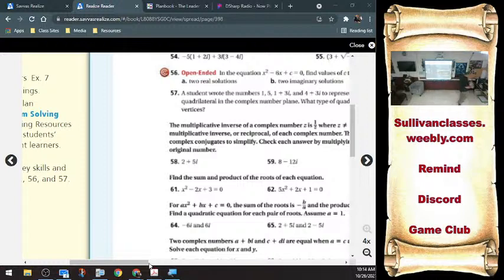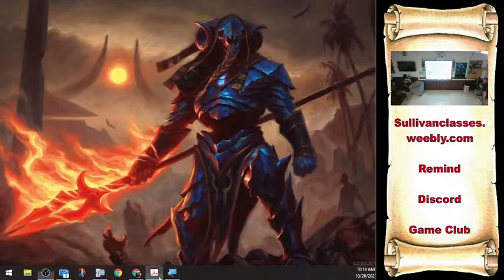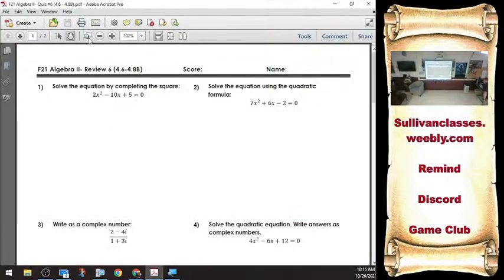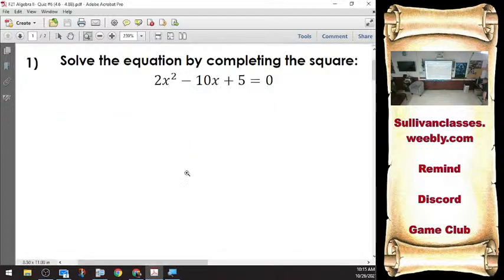Okay. So, what do we have to do here? There we go. So, we have done completing the square, quadratic formula, and complex numbers in the last 5 days. Start with completing the square. Do you remember what the steps are?